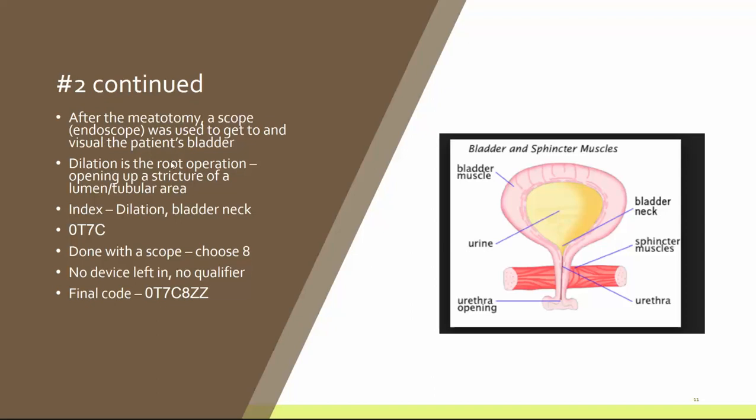So after the meatotomy, the surgeon then inserts an endoscope. He just calls it a scope. Same root operation, different piece of anatomy. It's bladder neck, and there is a different approach. In this case, it wasn't open. They didn't cut into the patient's bladder. They used a cystoscope to get to the patient's bladder neck. The bladder neck is that more funnel-like point at the end of your bladder, looking at it from a down standpoint, looking down, going into your urethra.